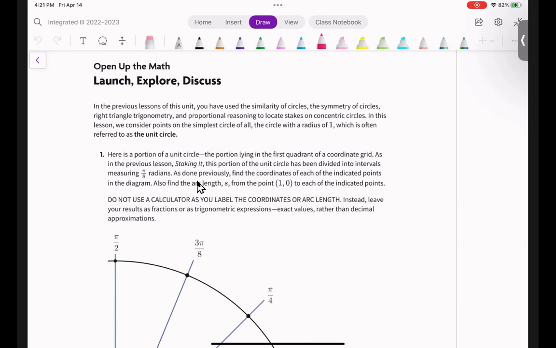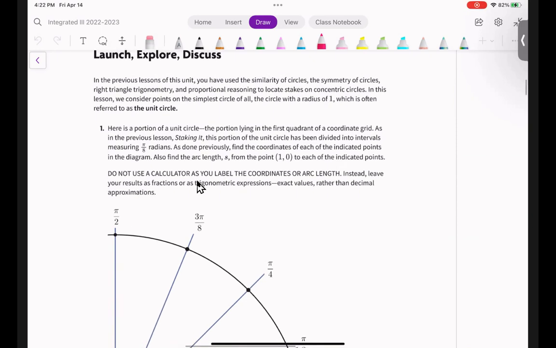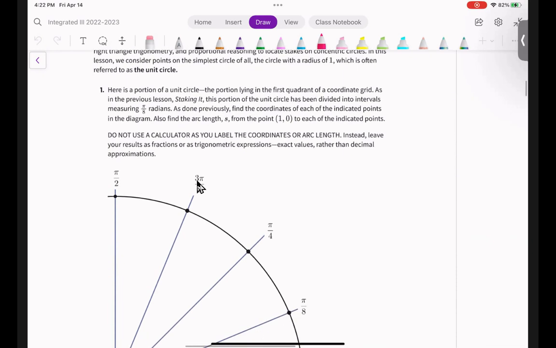So here's a portion of a unit circle, the portion lying in the first quadrant of the coordinate grid. As in the previous lesson called staking it, this portion of the circle has been divided into intervals measuring pi over 8 radians. As done previously, find the coordinates of each of the indicated points in the diagram. Also find the length s from the point (1, 0) to each of the indicated points. Do not use a calculator as you label the coordinates or arc length. Instead, leave your answers as fractions or as trig expressions, exact values rather than decimal approximations.